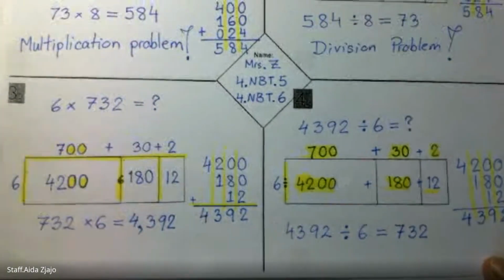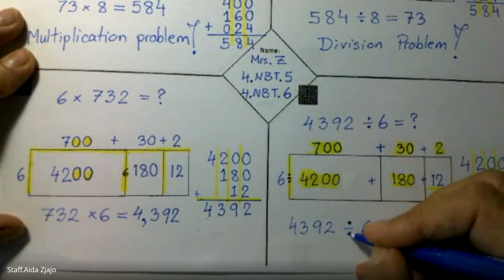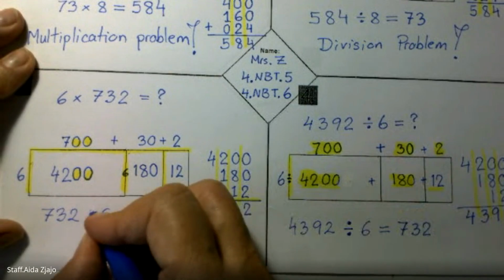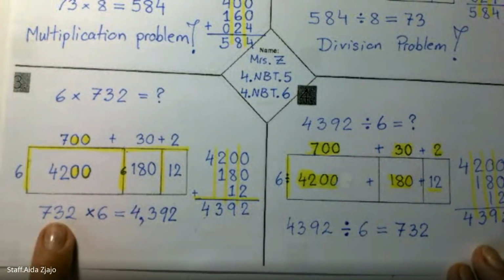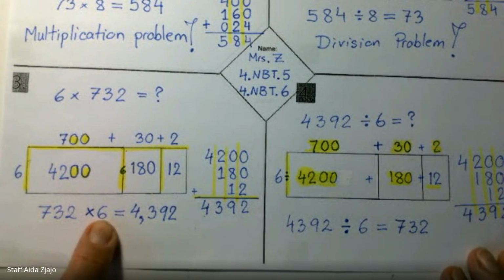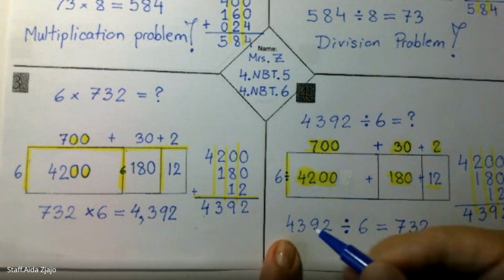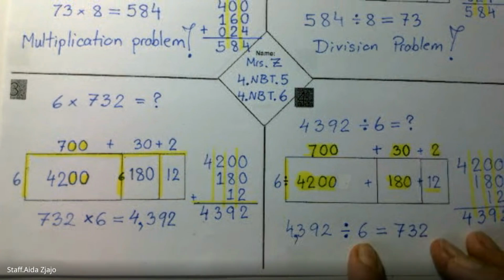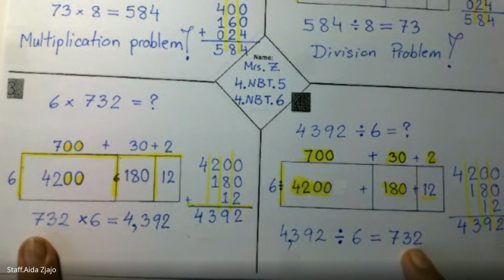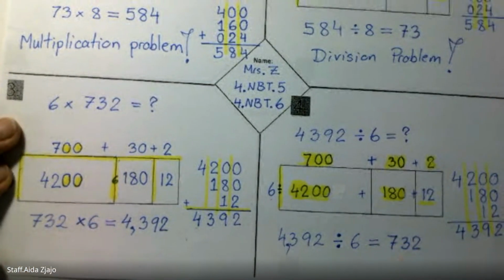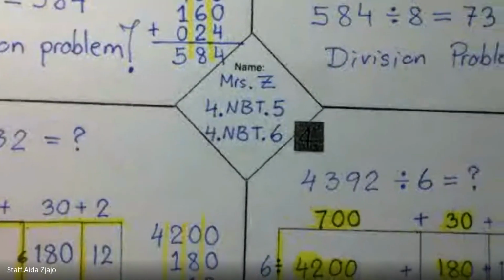It's important that you can see that this is a fact family, so division is connected with multiplication, if these two were the same number. So 732 times 6 is 4,392. So 4,392 divided into 6 groups will give you 732 as the answer, the quotient. So that was what we were working on in 4th grade.